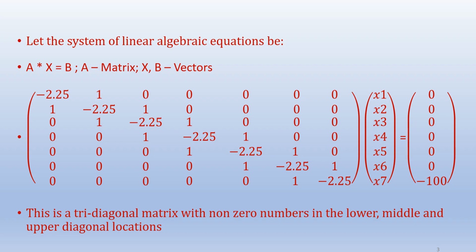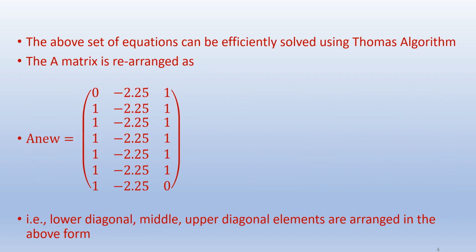We have, as mentioned before, non-zero numbers along the diagonal locations. Typically these values are the same. Likewise, along the upper diagonal and the lower diagonal locations also we have non-zero values. In the rest of the locations on this A matrix, we have zero value elements. So the above set of equations we can efficiently solve using Thomas algorithm.